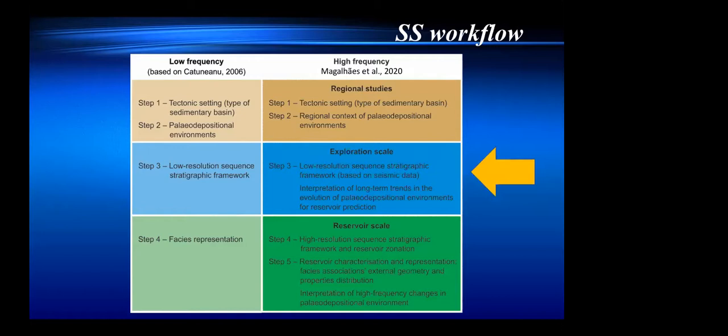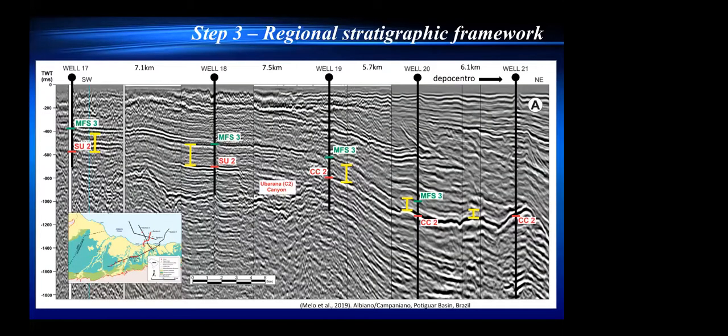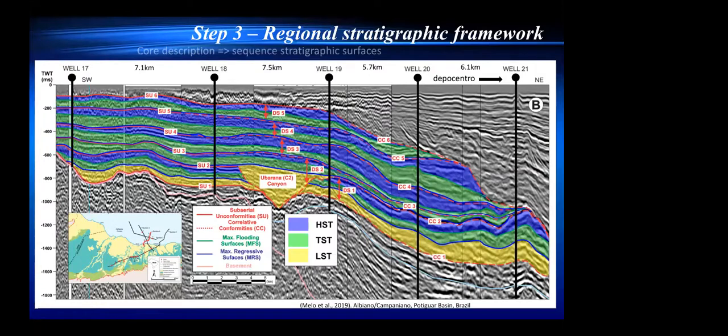Let's see an example of step 3. This picture is a dip oriented seismic section shown in red in the map below. Core description supports seismic interpretation and well log correlation. At this scale, we cannot see the details of the reservoir. However, let's zoom in on the interval between wells 17 and 18.